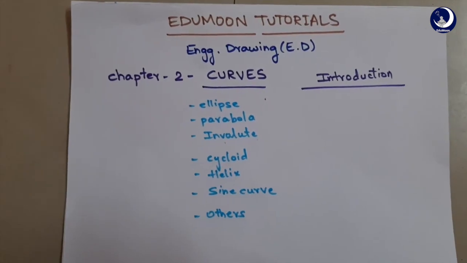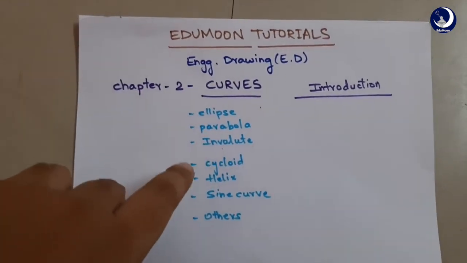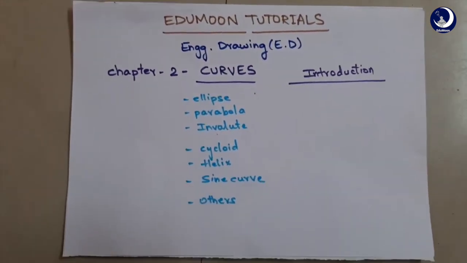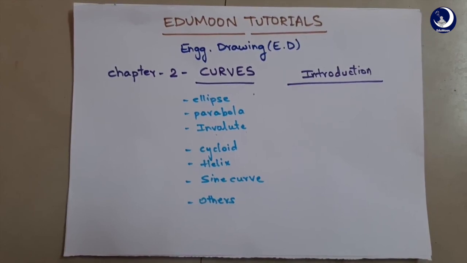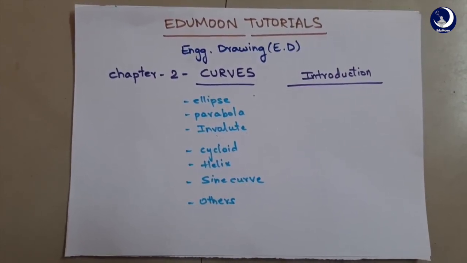In the upcoming videos we will be discussing how to construct an ellipse, parabola, involute, cycloid, helix, and sine curve. And for constructing these we will be needing chart paper, drafter, and a compass.